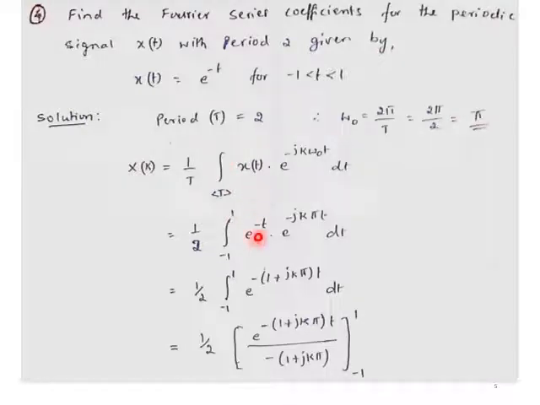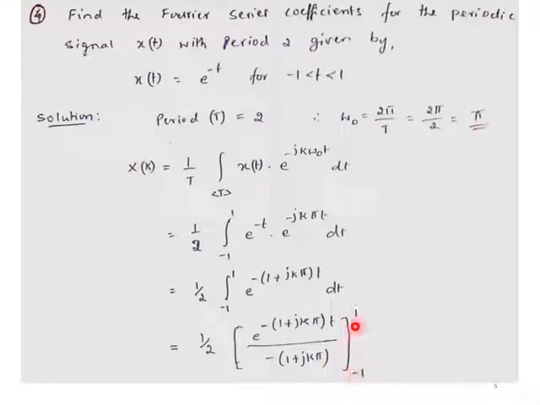It is defined. x(t) you can take as the given information, that is e to the power minus t, into e to the power minus jk omega naught, which is pi, t dt. So here you can further simplify the exponential terms combined together, e to the power minus of 1 plus jk pi, of t dt, over the integration range -1 to 1, multiplied by 1 by T, that is 1 by 2. So 1 by 2, take the integration of this, e to the power minus of 1 plus jk pi of t, divided by minus of 1 plus jk pi, that is the constant.